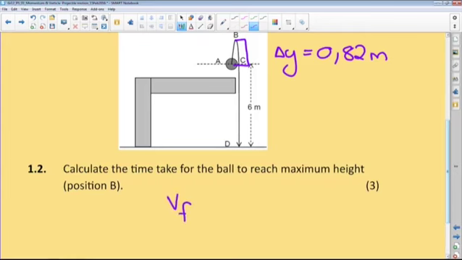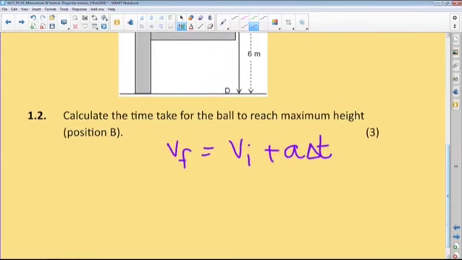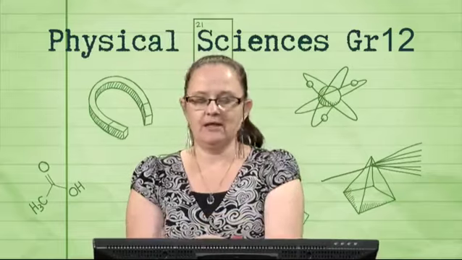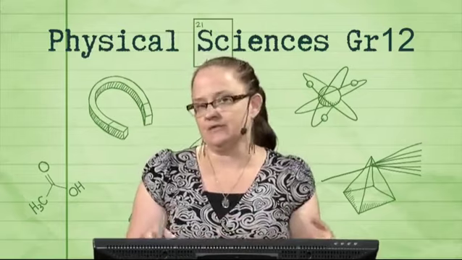Look here: Vf equals Vi plus a delta t. Now watch what I'm going to do here. Vf was 0 to get to part B. Vi is 4. What mustn't I forget? This is minus 9,8 delta t. I know I've made a mistake if time works out to be a negative number. So if I don't put that minus 9,8, I'm going to end up with negative time.